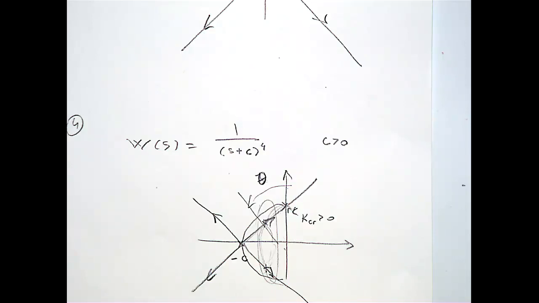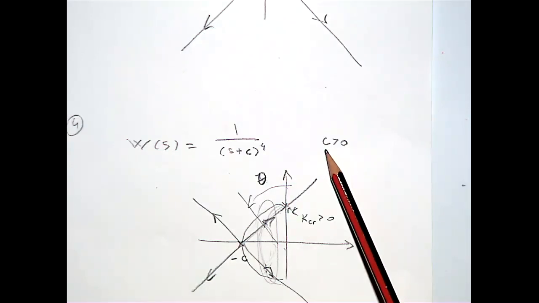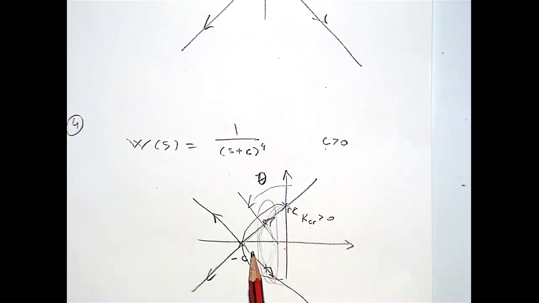What would happen if C was negative? If C was negative, then we have here S minus C, so minus C are all poles, but C is negative. So this point minus C is actually somewhere here. So everything is just shifted on the other side. In that case, what can we say about stability?